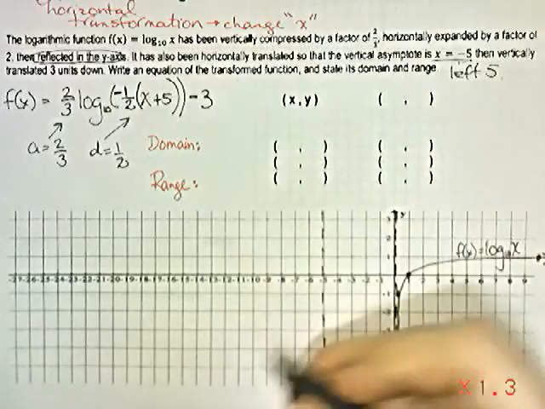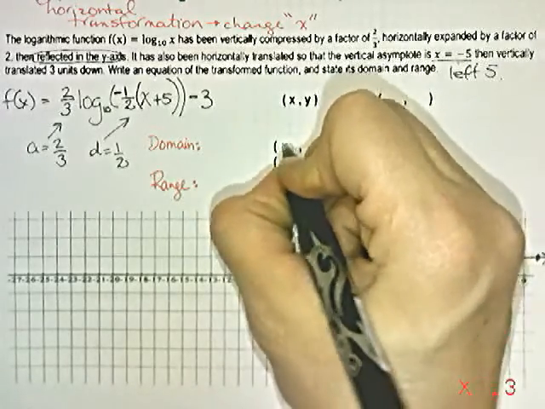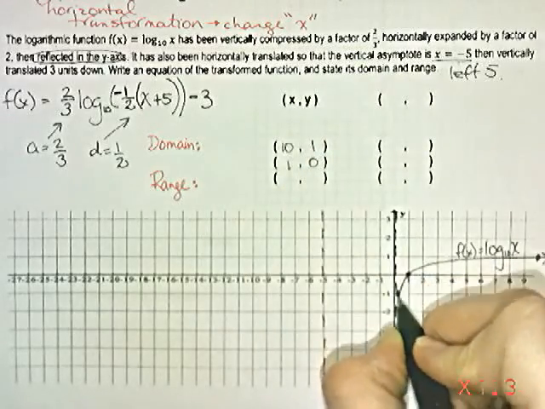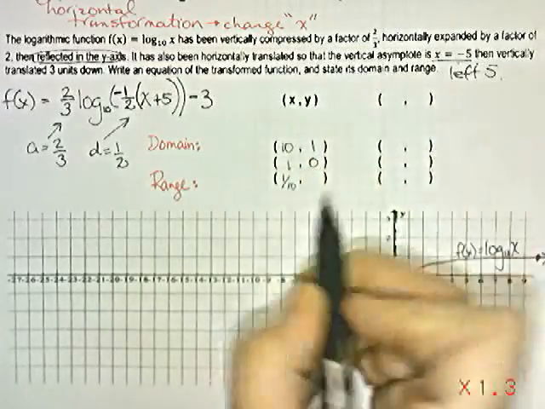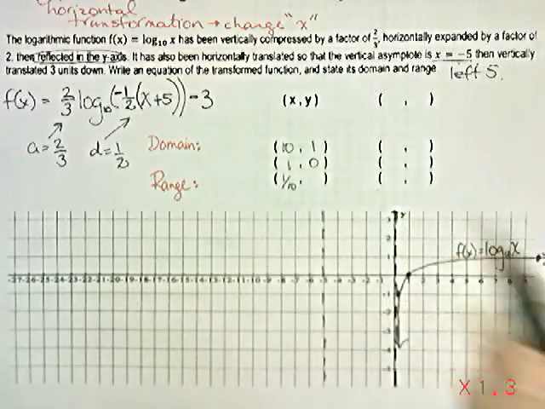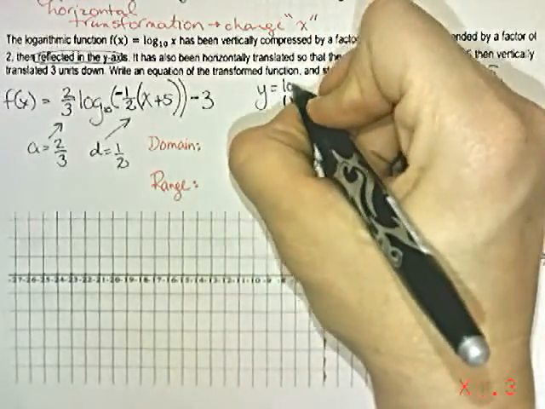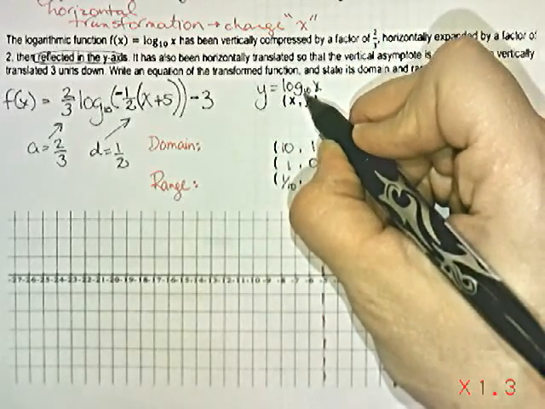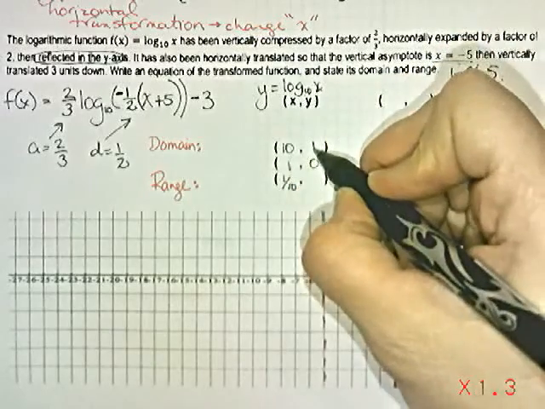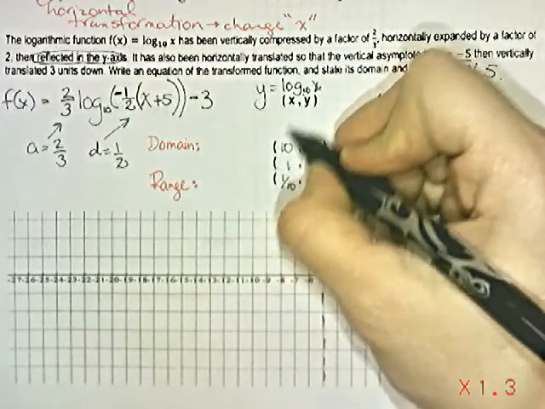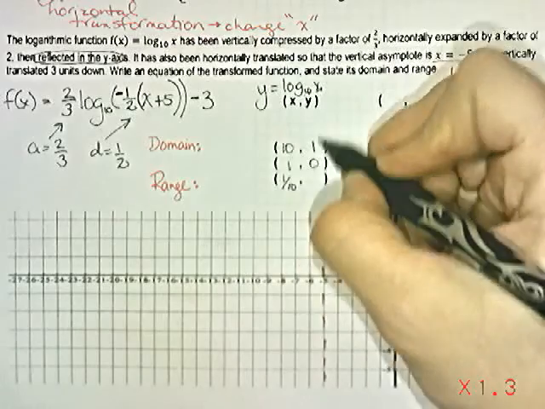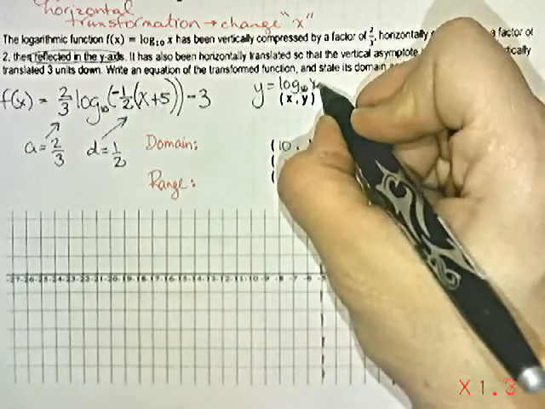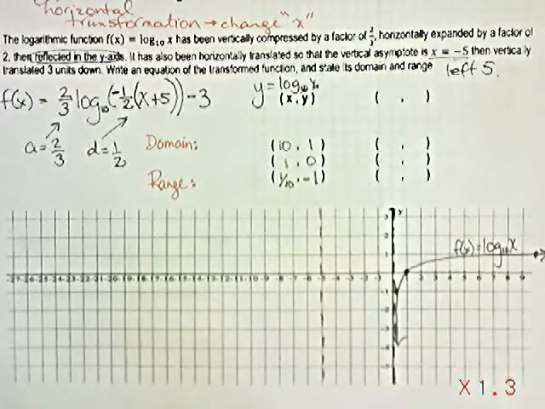So let's get our base graph dots. It's over 10, up 1, over 1, up nothing, over a 10th, down 1. Those are the numbers that would easily go into y is equal to log base 10 of x. If I put a 10 here, what exponent do I need on a 10 to get a 10? It would be 1. What exponent do I need on a 10 to get a 1? That would be 0. And if I put a 1/10 here, what exponent would I need on a 10 to get a 1/10? It would be -1.